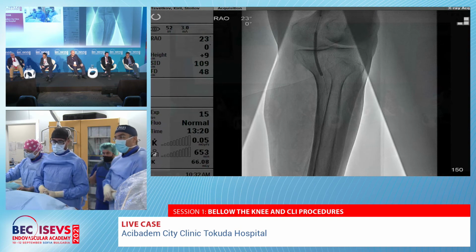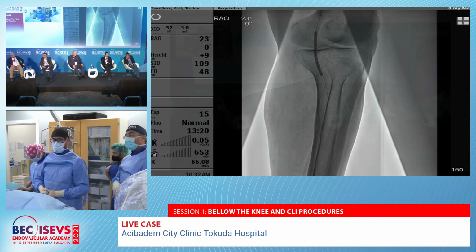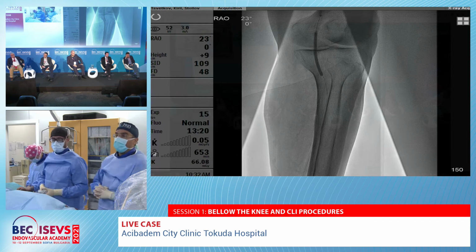So now, will we stay for a chocolate balloon, 30 seconds? No, not yet. This is just a 4 millimeter balloon.